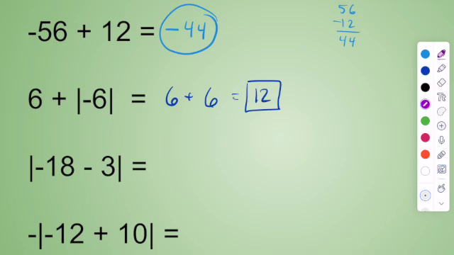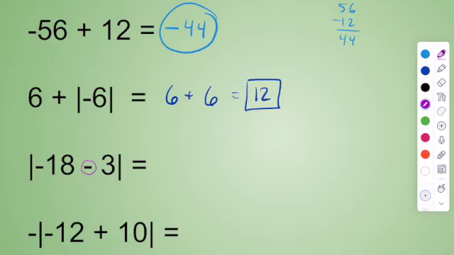Next, we have another absolute value, but we have an expression inside the absolute value. We have a subtraction expression, so I'm going to have to deal with that first. Keep the absolute value symbols and rewrite as addition. So the absolute value of negative 18 plus negative 3 absolute value. Inside, if I have a negative 18 plus a negative 3, they're both negative. So inside the absolute value, it is still negative.